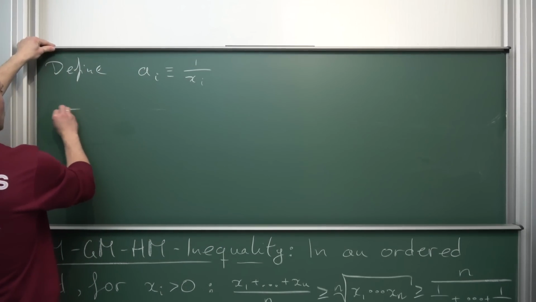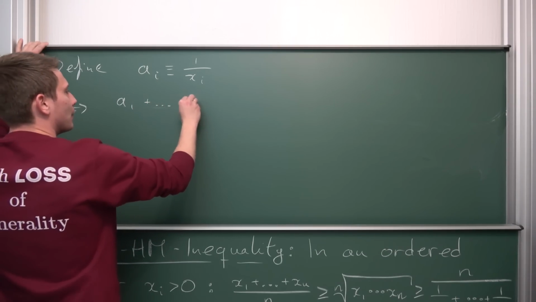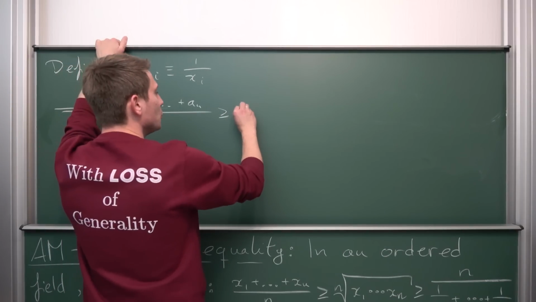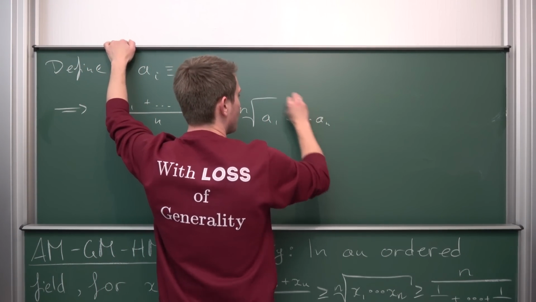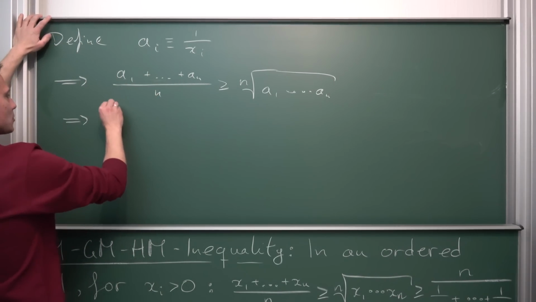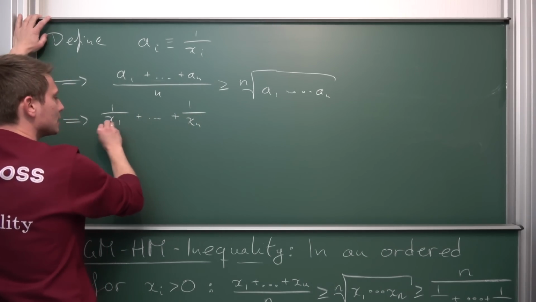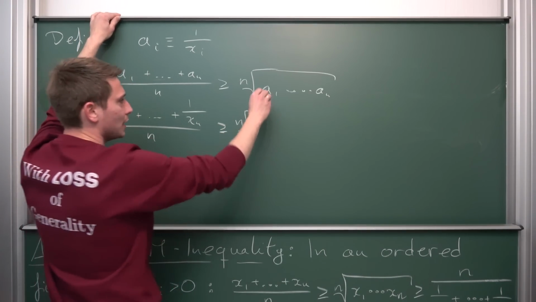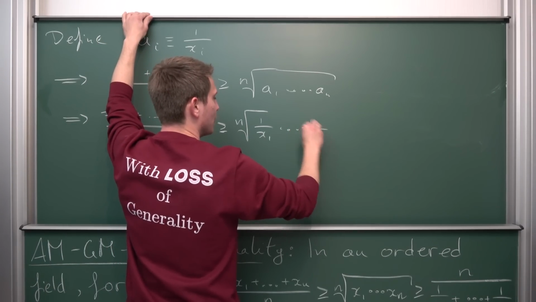At first, let us write out what the AMGM inequality states, namely that if we have A1 added together up until AN and divided by n, we're going to get that this is greater or equal to the nth root of A1 multiplied together up until AN. Now we can plug the definition for our AIs in. Namely, our AIs tell us that this right here is 1 over x1 plus dot dot dot up until 1 over xn divided by n being greater or equal to the nth root of, and now we got 1 over x1 multiplied up until 1 over xn.